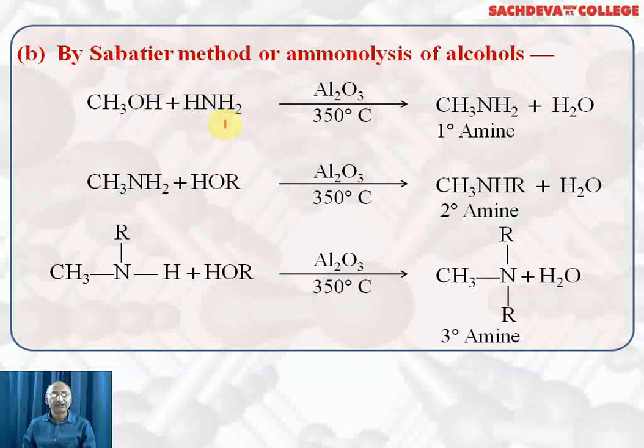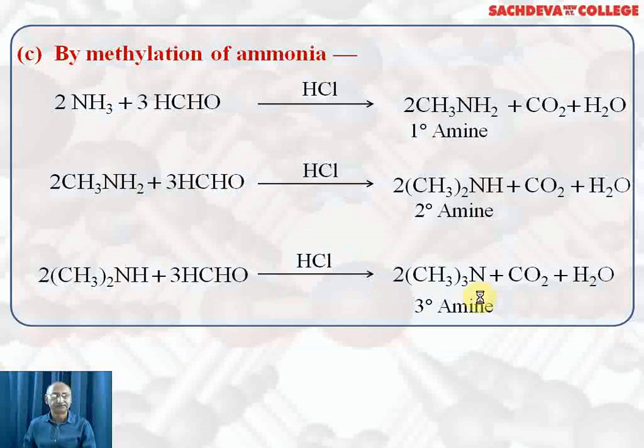Next we are taking Sabatier's method or ammonolysis of alcohol. Alcohol when treated with ammonia in the presence of Al2O3 at 350 degrees centigrade, water will be removed and alumina is acting as dehydrating agent. We get primary amine plus water. But if it's treated with another mole of alcohol, the primary amine will change to secondary amine, water will be removed. And if we take secondary amine and react it with alcohol in the presence of Al2O3 at 350 degrees centigrade, we'll get tertiary amine plus water.